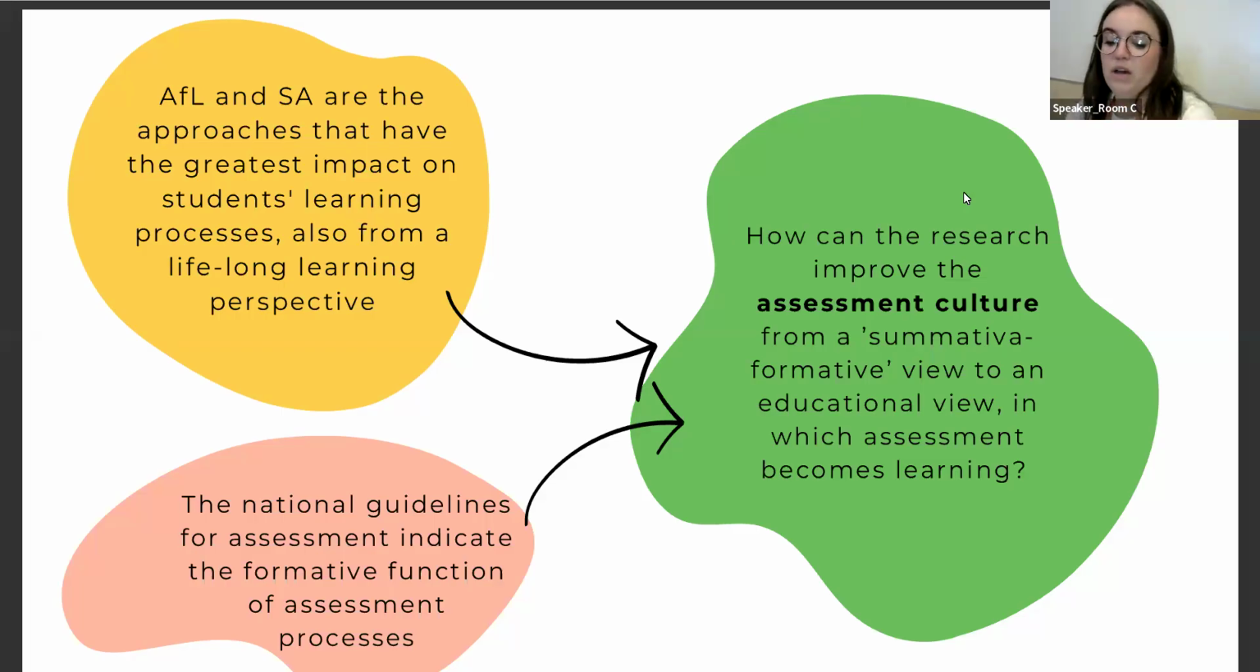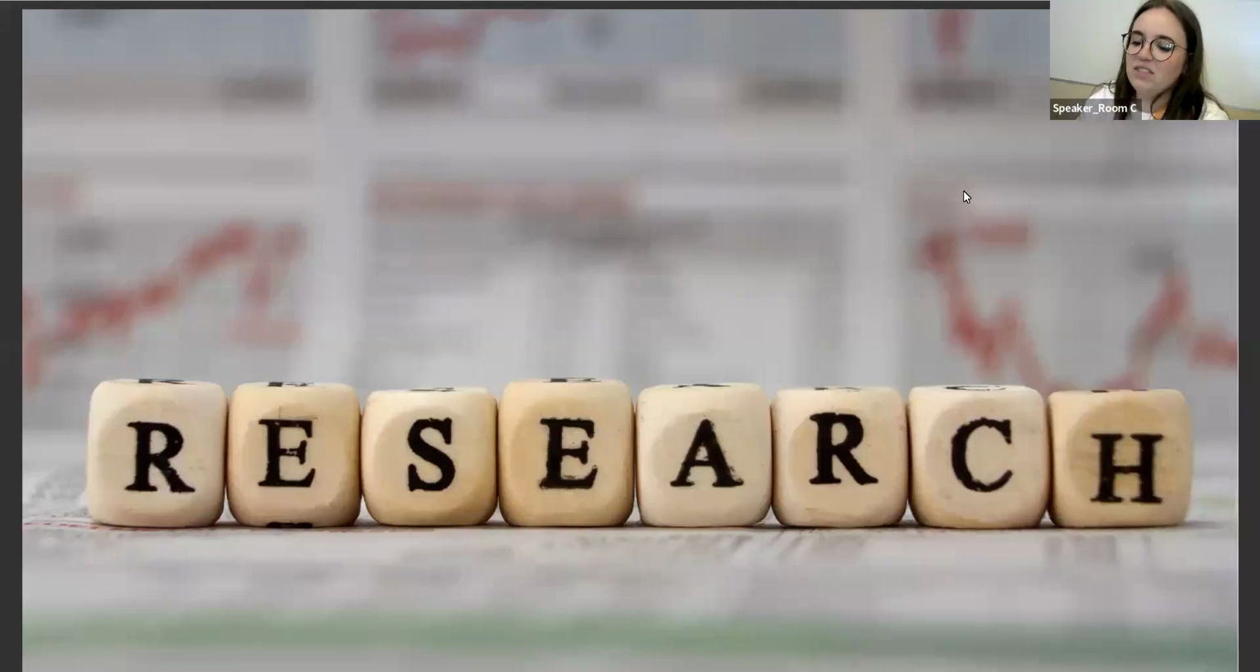And on the other hand, we have the national guidelines for assessment in schools that indicate the formative function of assessment processes. And with my research and my PhD project, we are trying to improve the assessment culture, from a summative and formative view to a view of assessment that is more educational, more participatory, more of a shared process between teachers and students in class.